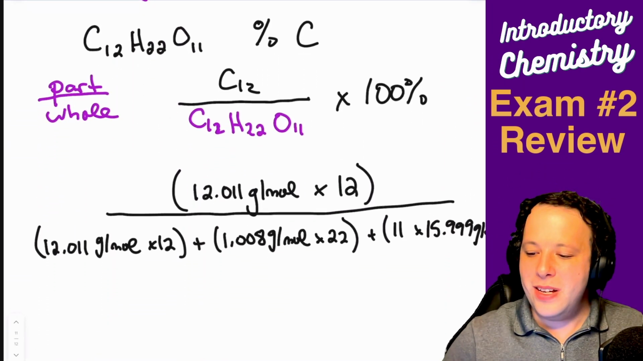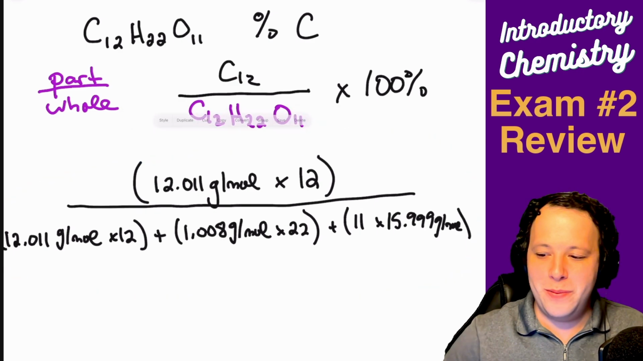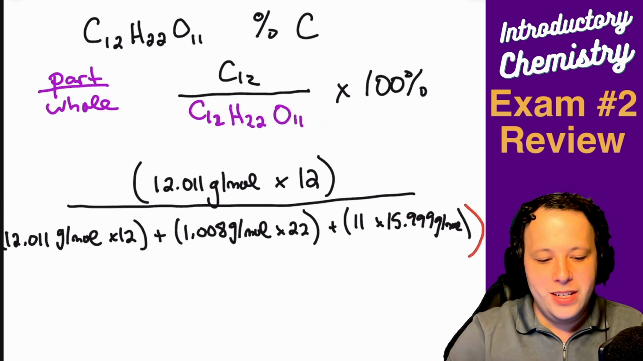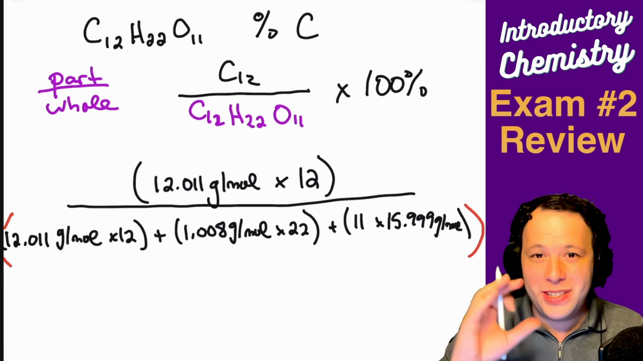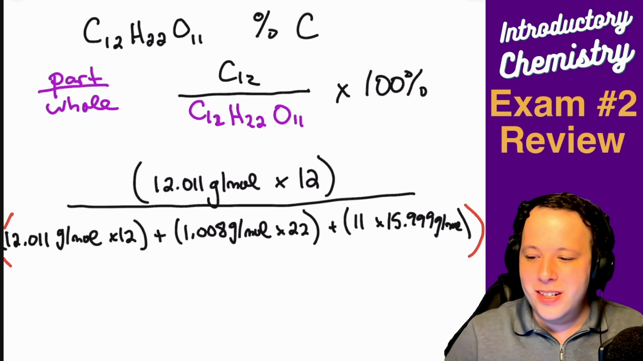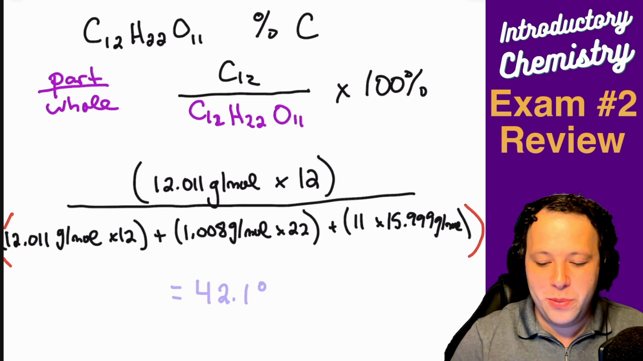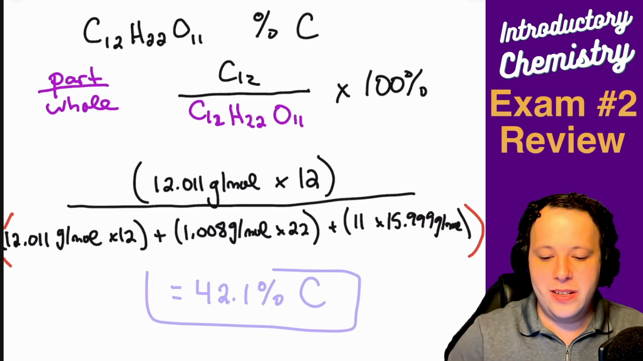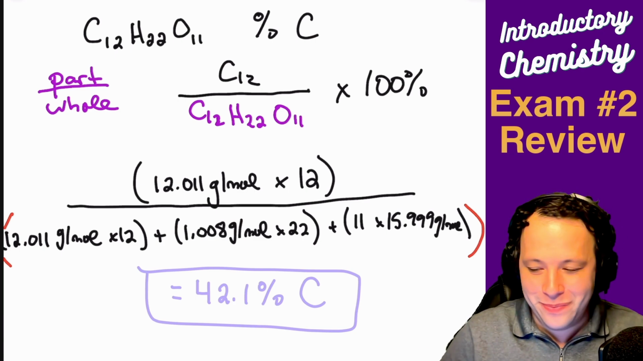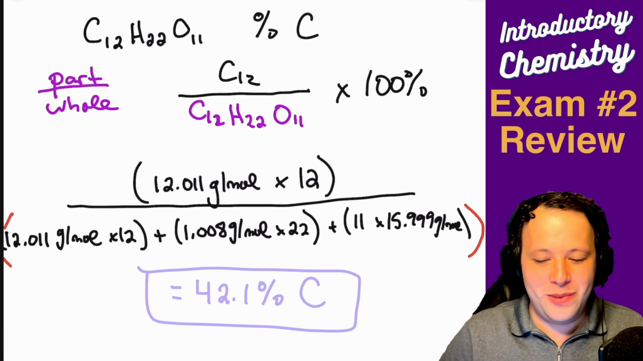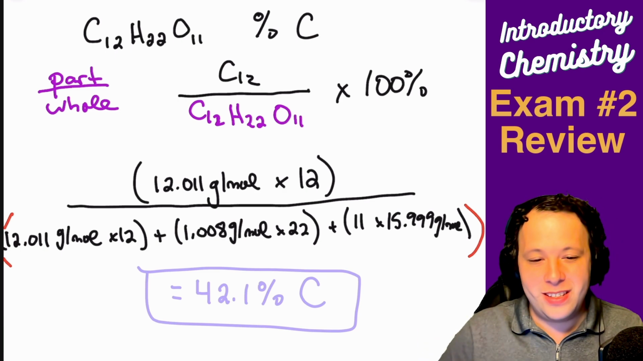When we do that, we'll have a pretty big calculation to plug in. You're welcome to do one piece at a time: solve what's on top, put it on bottom. But in the end, you will get about 42.1% carbon when you divide these two massive numbers by each other. That's the whole idea. You multiply everything on top, then multiply all the stuff on the bottom, and divide the two numbers by each other.